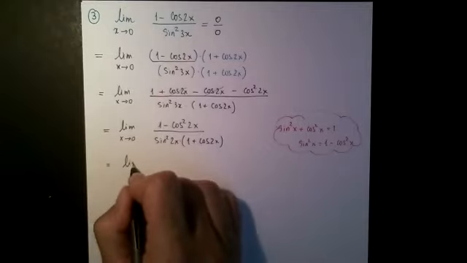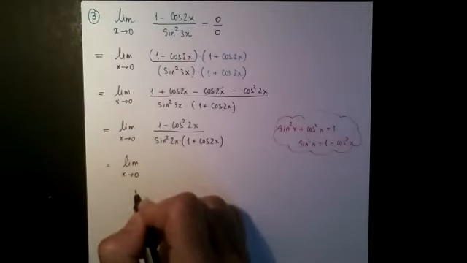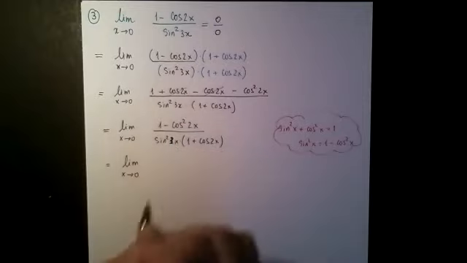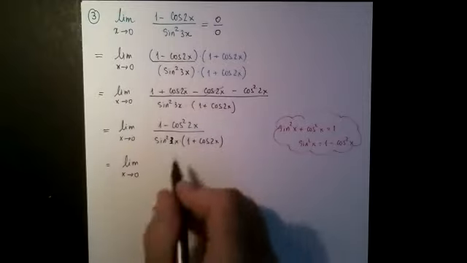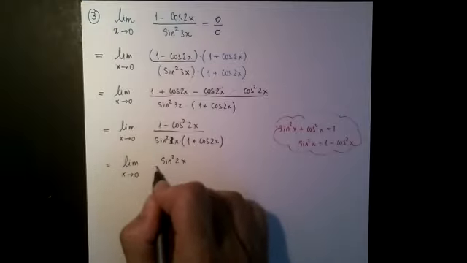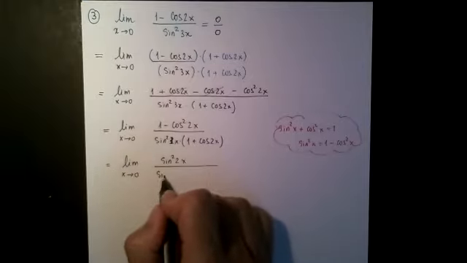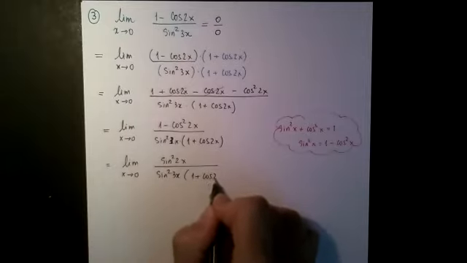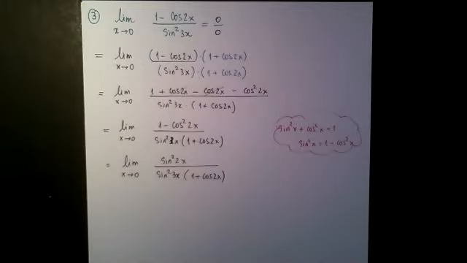Okay, so let me write this. Sir, you wrote sine squared 2x instead of sine squared 3x. Thank you. Great, perfect, thank you. So now the top will be sine squared of 2x, and the bottom will be sine squared of 3x times 1 plus cos 2x. Any questions until here?